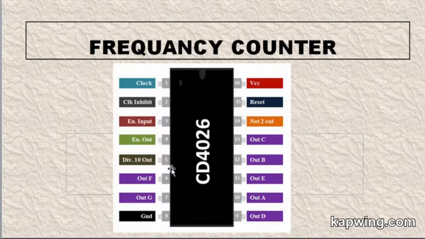The fifth one is a divided by 10 pin, which means it's a carry over pin. It produces a pulse when the counting reaches 9. Pins 6 to 13, excluding 8, which is ground, are all connected to the decoder for counting. The 14th one is rarely used. It's only used when division is required. The reset pin resets the counting to 0 only when it's made high. Last but not least, VCC will power the whole IC with a 5-volt supply, and that's all.